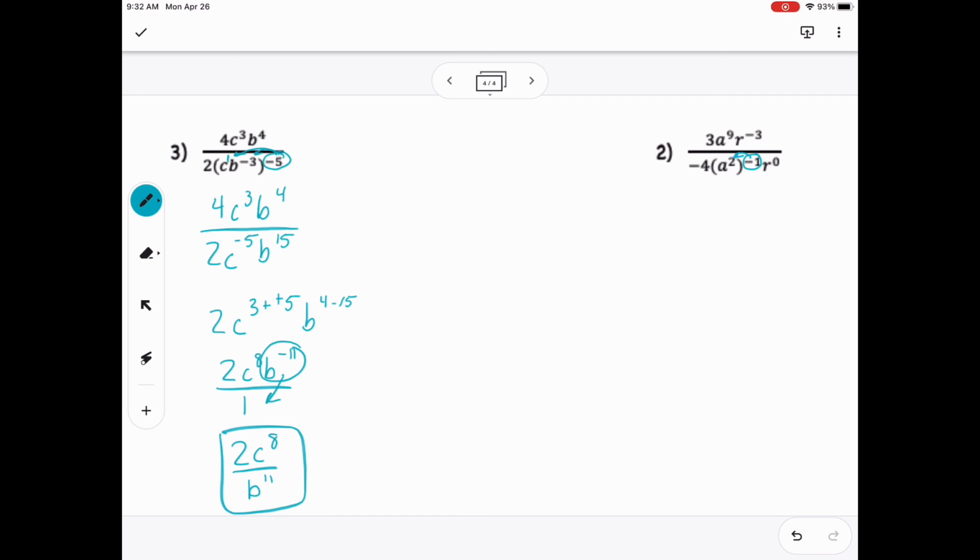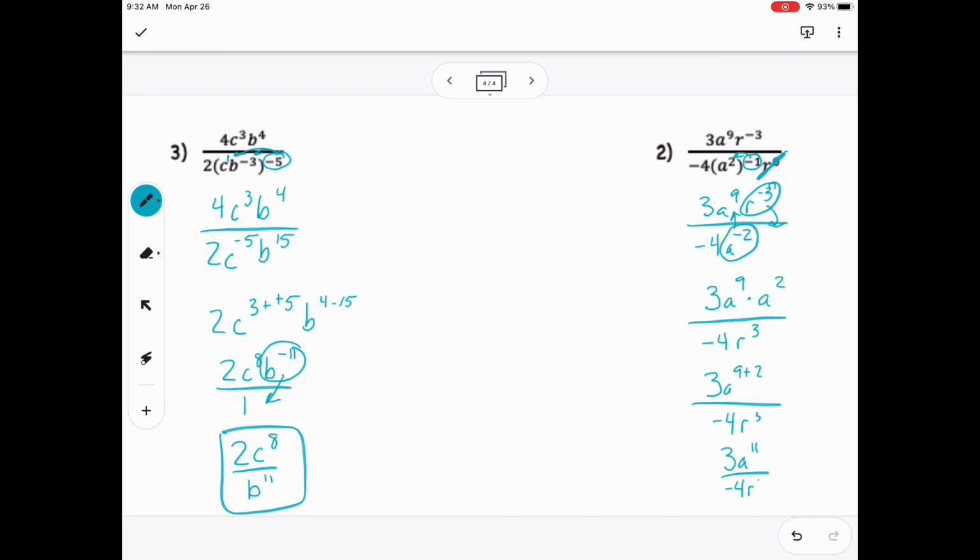Okay. Here I only see one thing that needs to have a distribution of an exponent to another in the denominator. I see that r is to the 0 power, so I can get rid of that if I'd like. Here I can just move the r to the negative 3rd down and the a to the negative 2nd up. And then because I'm multiplying like bases in the numerator, I can add those exponents. And that's going to get me 3a to the 11th divided by negative 4r cubed.